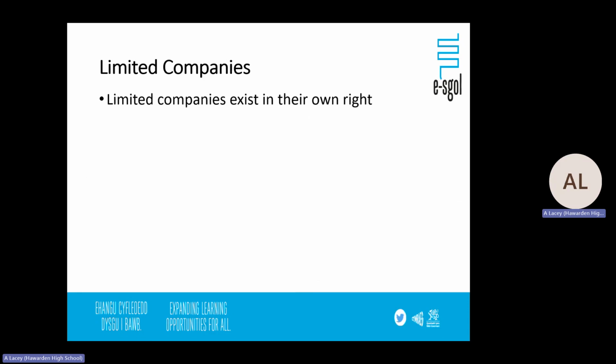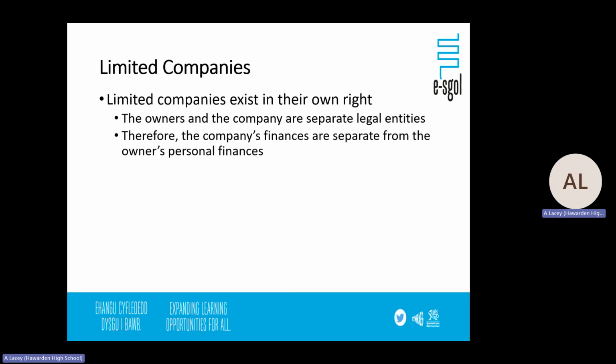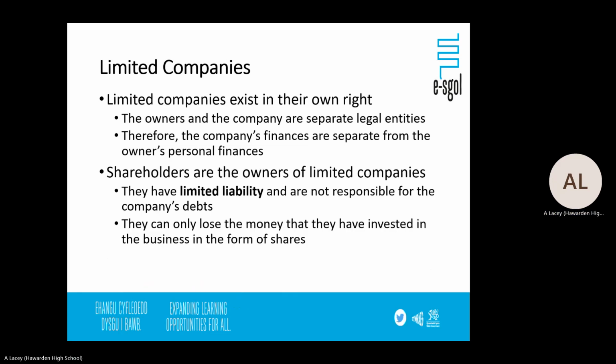We've got limited companies. Now, limited companies exist in their own right, so a company has its own legal identity. They can own assets, buildings, and money as well. So the company's finances are separate to the person who owns it or is a shareholder in the business. They're two different things. Shareholders are the owners of the limited company, and they have limited liability and are not responsible for the company's debts. So they can only lose money that they have invested in the business in the form of shares.